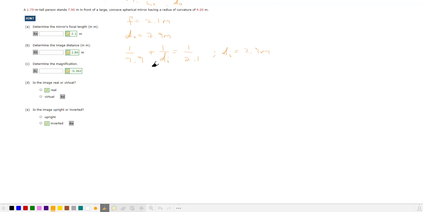Now to determine the magnification, we don't have the image height, but we have the image distance and the object distance, so you can take minus di over do and you'll get minus 0.36. You can see that because 2.86 divided by 7.9 is about a third.